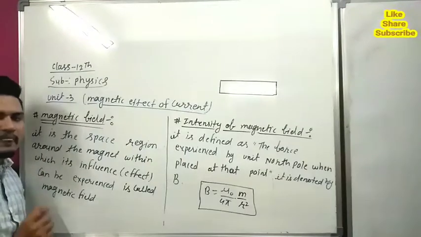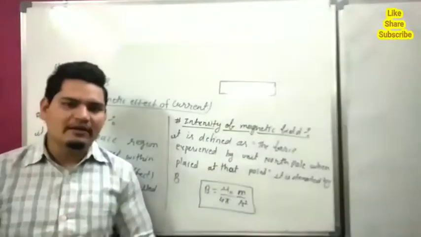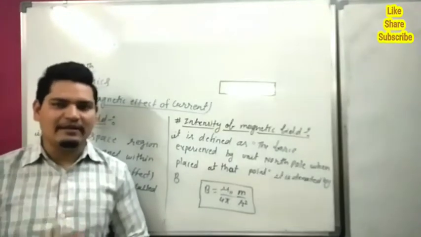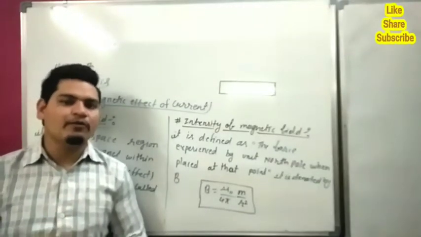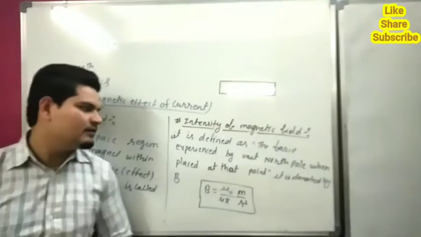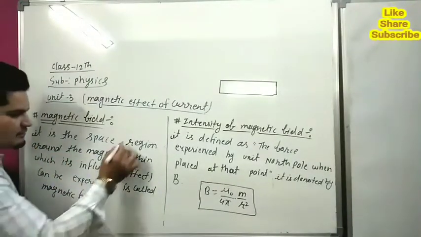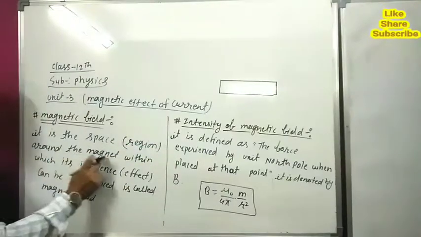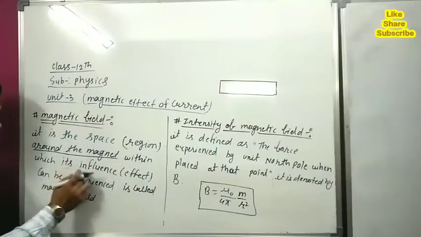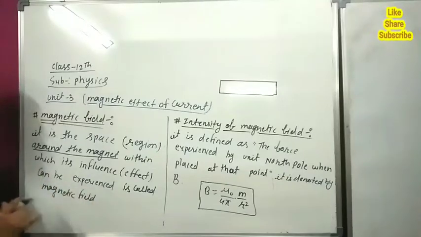So what is magnetic field? Magnetic field is like electric field. It is the space around the magnet up to which an influence, meaning effect of force, can be experienced. So the definition: it is the space or region around the magnet within which its influence, meaning effect, can be experienced, is called magnetic field.